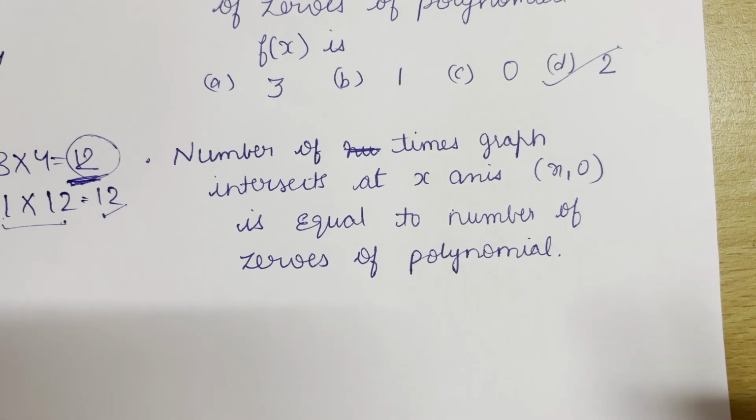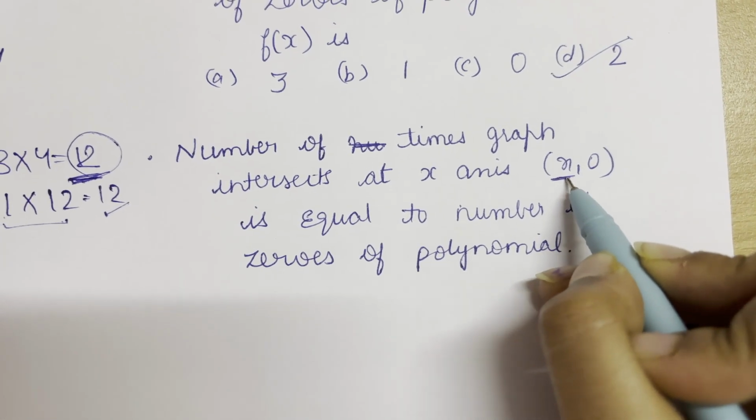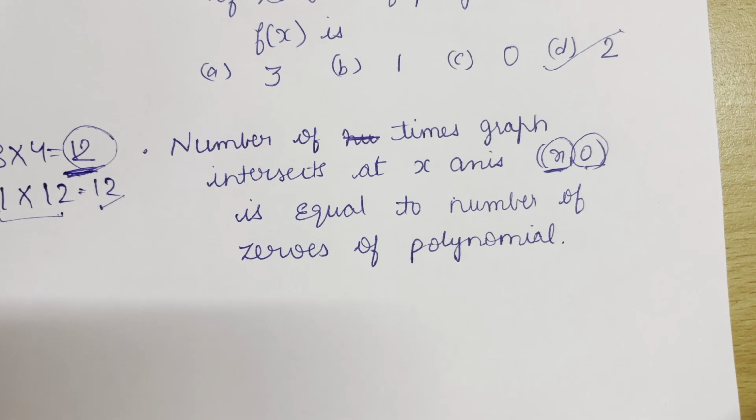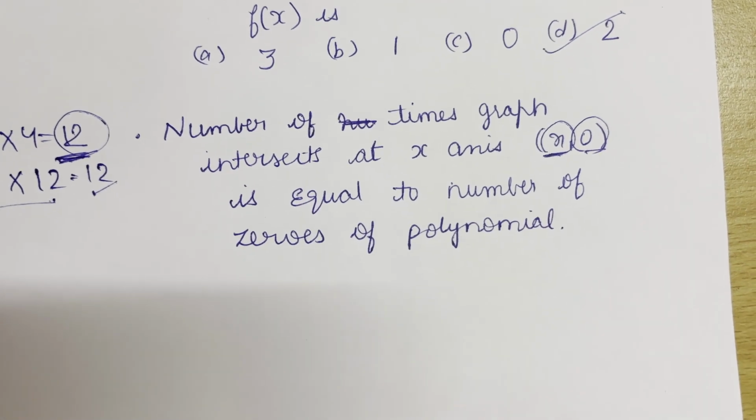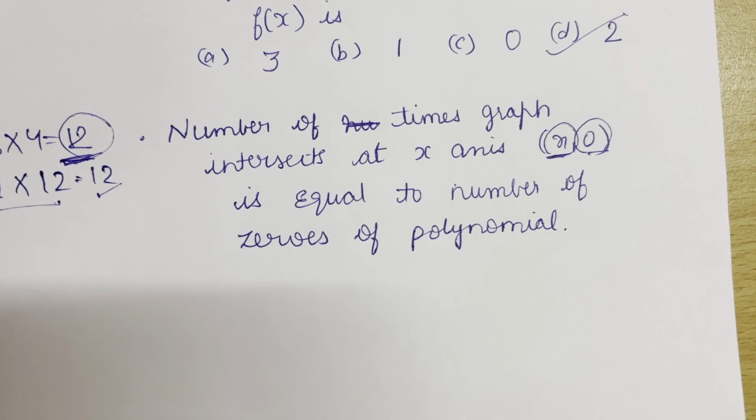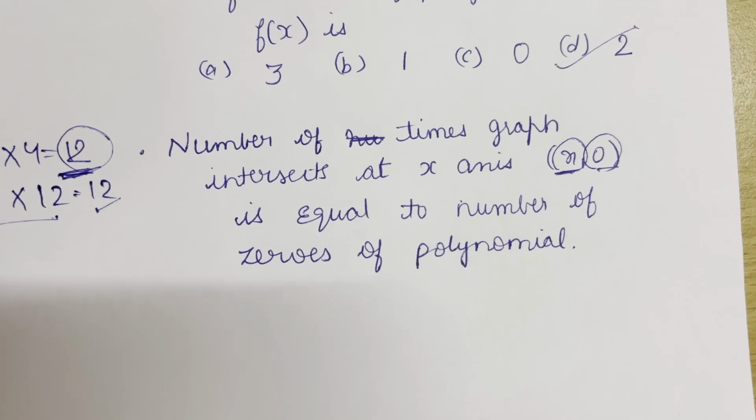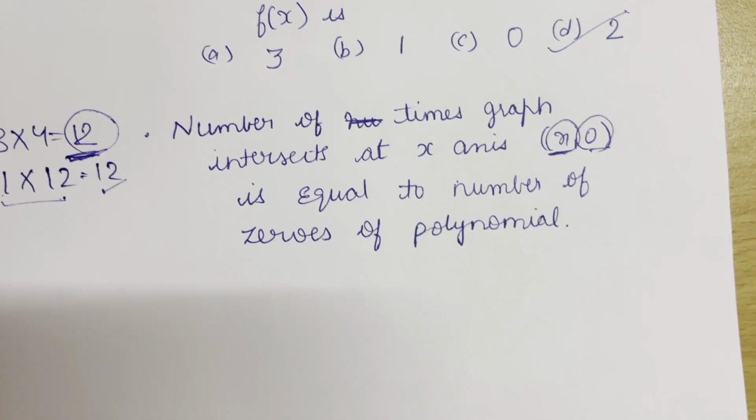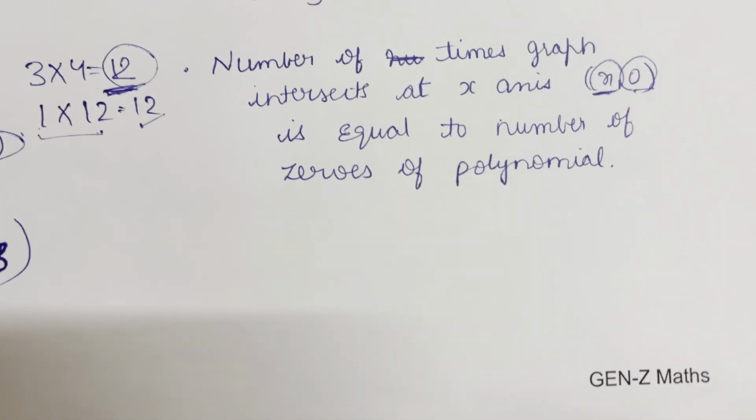The tip for this question is the number of times the graph of any polynomial intersects the x-axis. For the x-axis, there will be certain coordinates for x, and for y it will be 0. So the number of times it intersects the x-axis is equal to the number of zeros of the polynomial. I'll give you an example here.